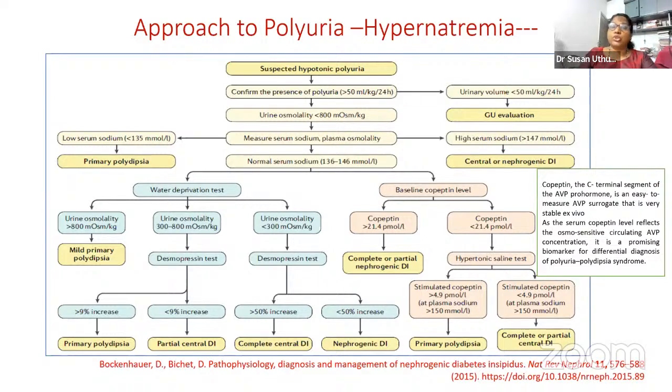So how will we approach? With suspected hypotonic polyuria, you have to first confirm the polyuria. That is the first step. You have to see whether there is real polyuria, that is more than 4 ml per kg per hour in a child and more than 6 ml per kg per hour in an infant.